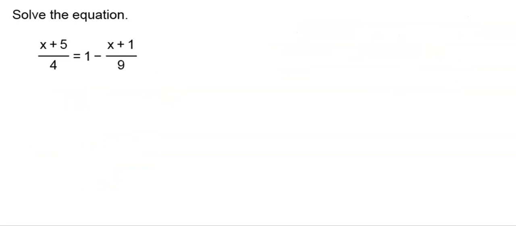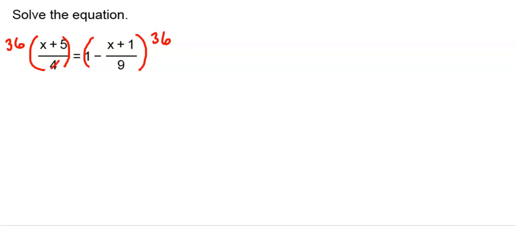To solve an equation with a fraction in it, we can clear out those fractions if we multiply both sides of the equation by the least common denominator of all the fractions, which, because we have a 4 and a 9 in denominators, would be 36. So we're going to multiply everything on both sides of the equation by 36. When we do that, we'll be able to simplify each fraction.